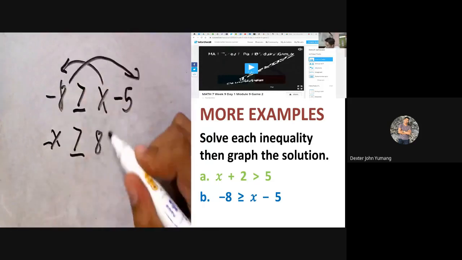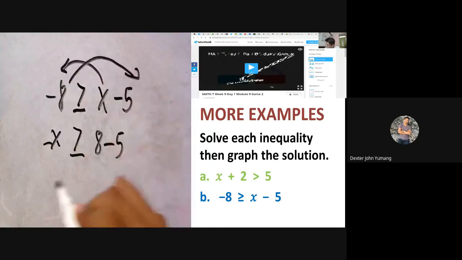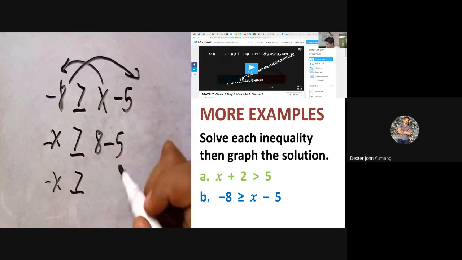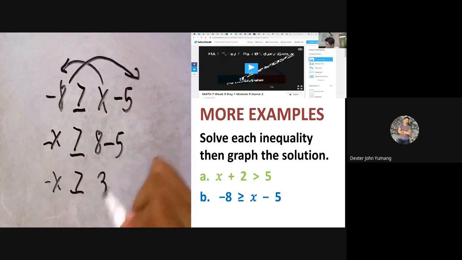Then minus 5. So, negative x greater than or equal to 8 minus 5. May pambayad ka na 8, pero may utang ka na 5. So, ilan na lang ang isusukli mo? That is 3. And negative 1 dito. Negative x has invisible negative 1 on the other side. So, invisible negative 1, invisible negative 1.